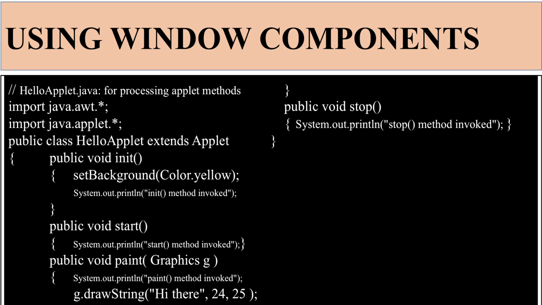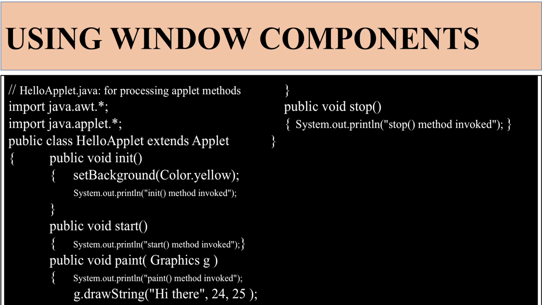The third method of this applet class is public void paint(Graphics g). Here we have written System.out.println again, "paint method invoked". This line will not display on the applet, but g.drawString will display the output. "Hi" will be displayed at the 24, 25 coordinate, because only drawString works on the applet. So g is an argument, an object of the Graphics class.